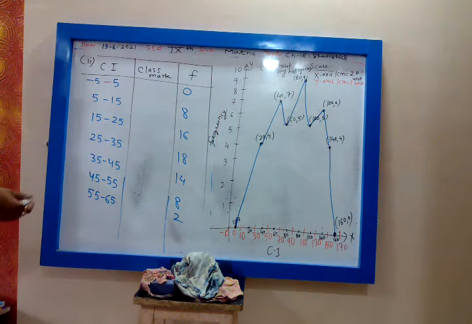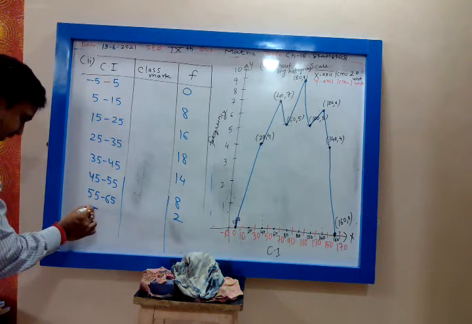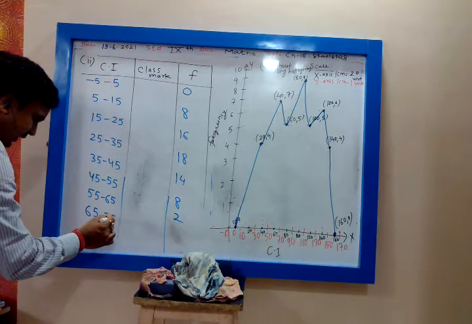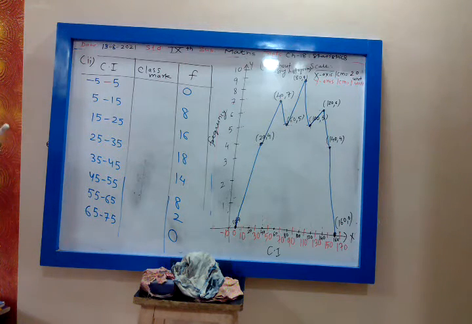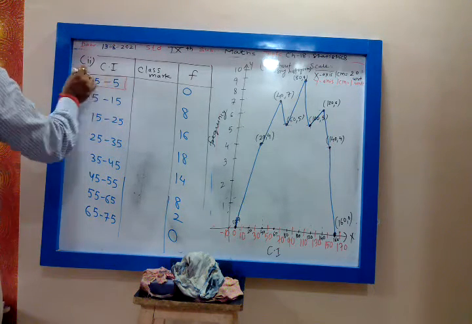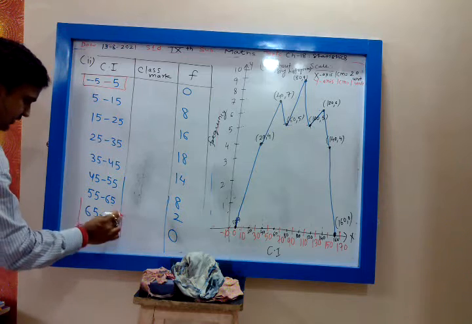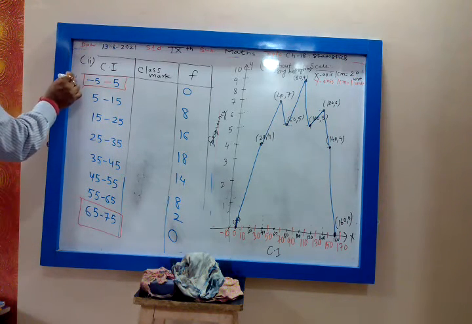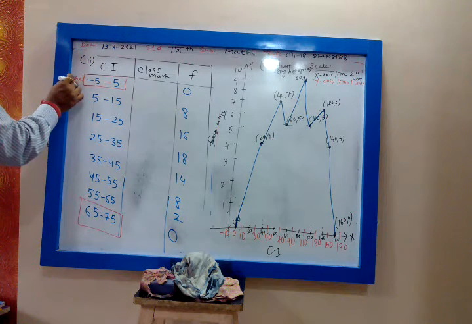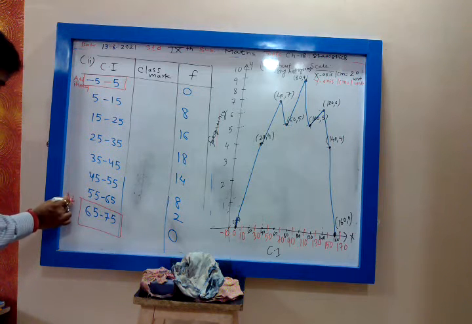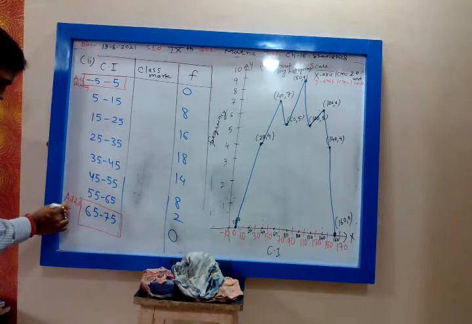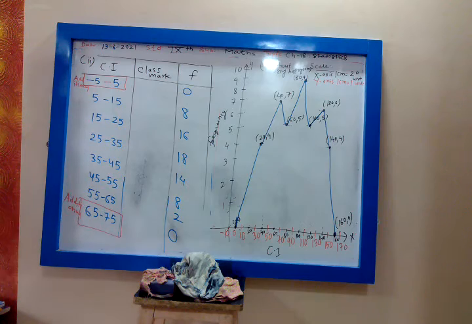Now take an additional class interval, 65 to 75, and take the frequency 0. So these two are additional class intervals, minus 5 to 5 and 65 to 75, with frequency 0.